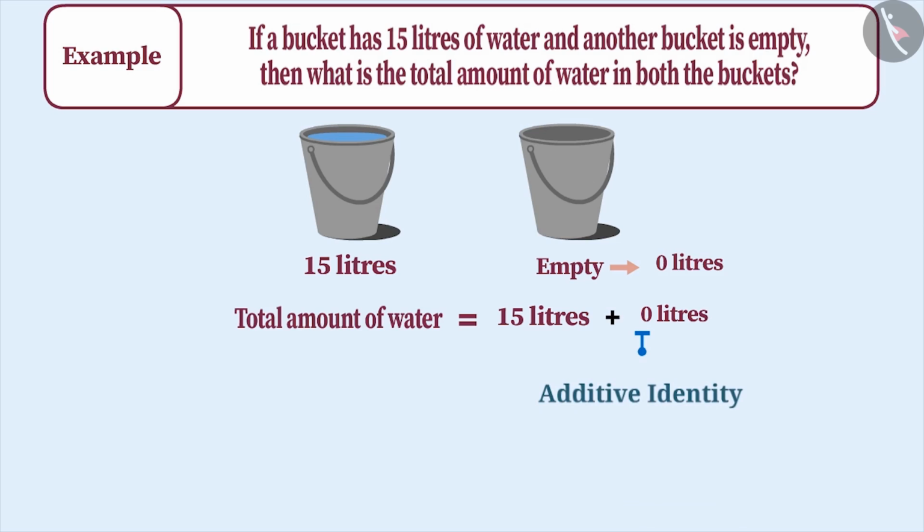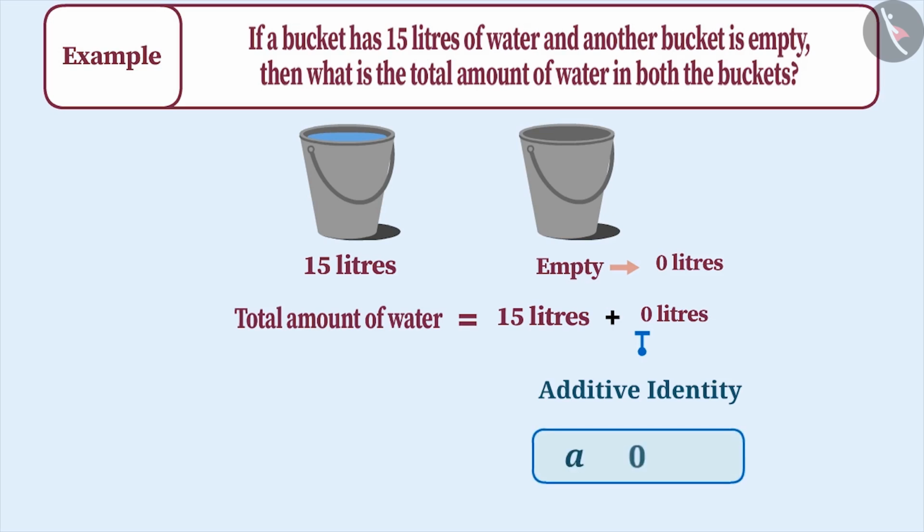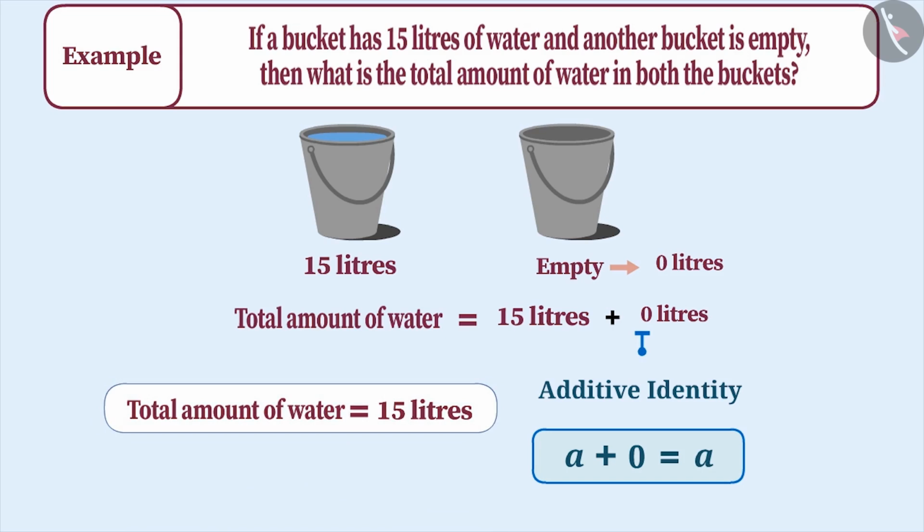0 is the additive identity. Can you tell me the reason? Let me explain. This is because if any number is added to 0, the result will be the same number. Therefore, the total amount of water is 15 liters.